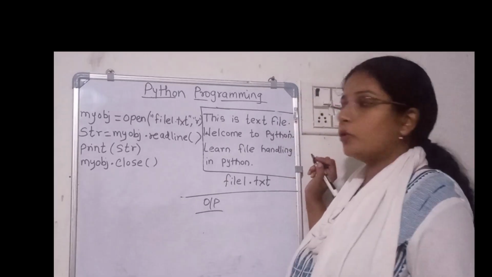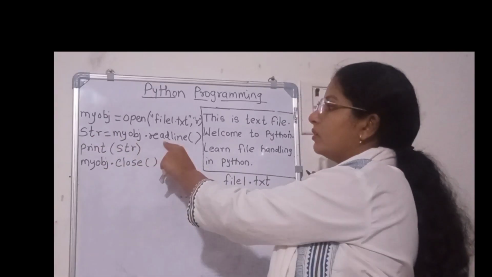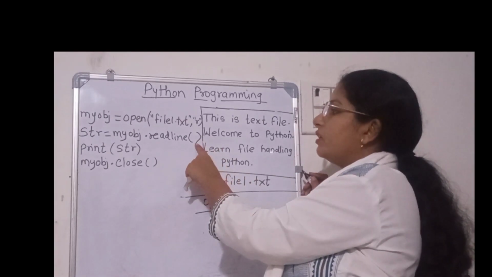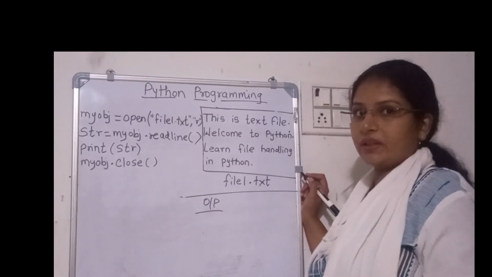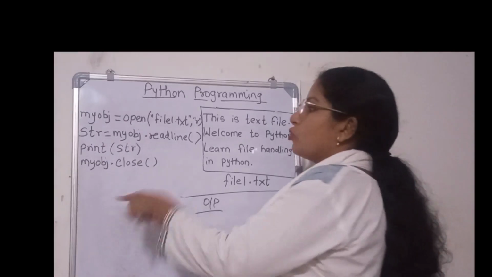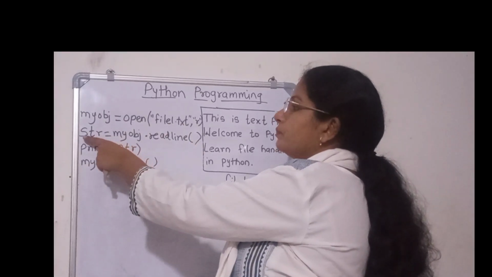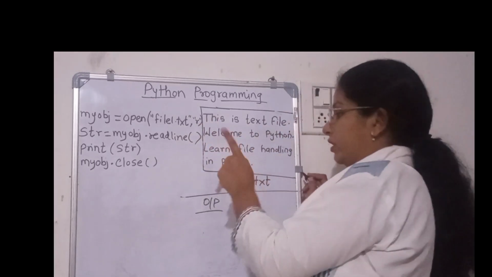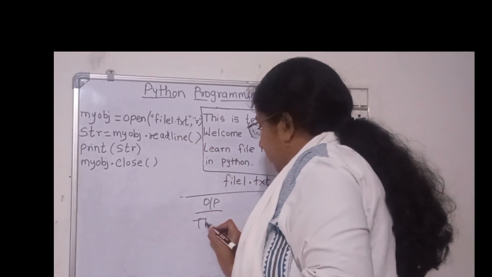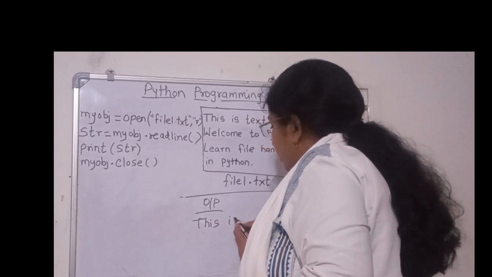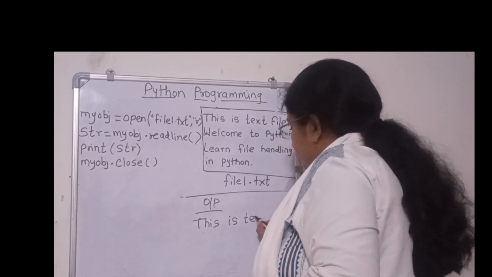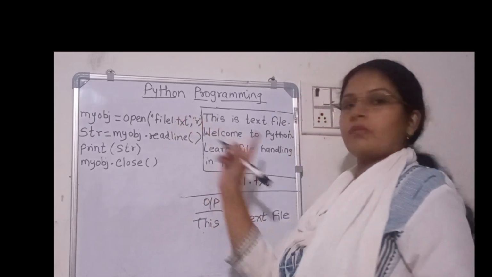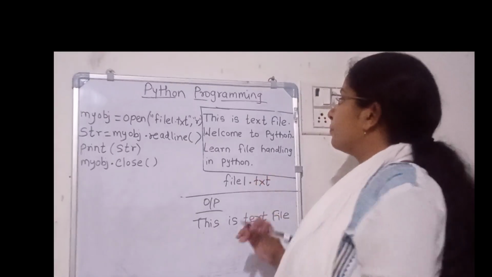So what will be the output? str readline, you are reading the first line by default because you didn't give the parameter value here for how many lines you want to read. So by default the first line, this is the text file. In this case your output will be this is text file, your first line will be read.